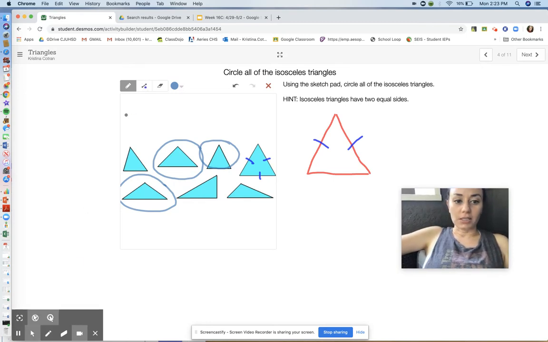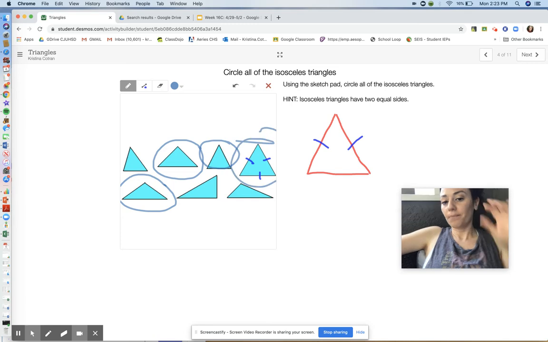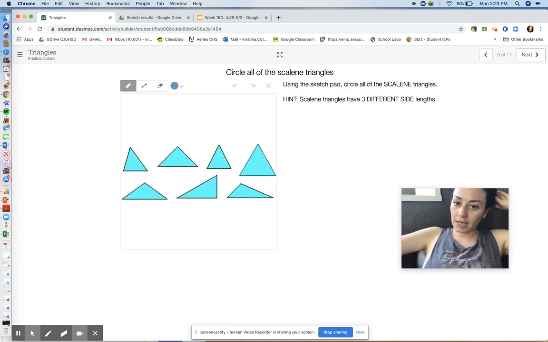So in that case, even though it's equilateral, it's also isosceles. Okay? So 4 of those are. Awesome. Next, use a sketch pad. Let's look at the scalene triangles. Hint, a scalene triangle has 3 different sides.